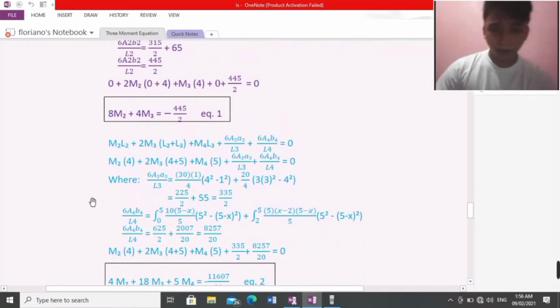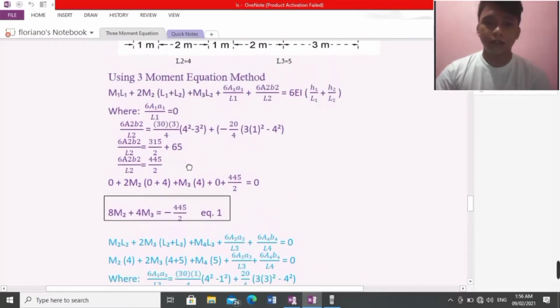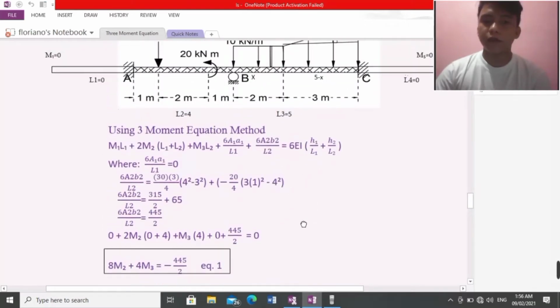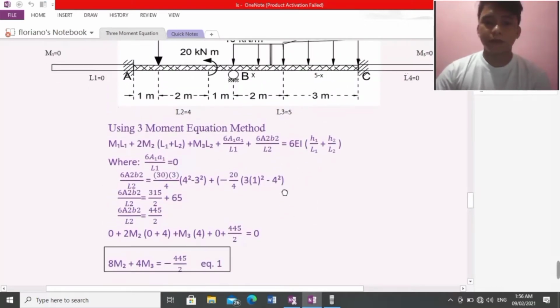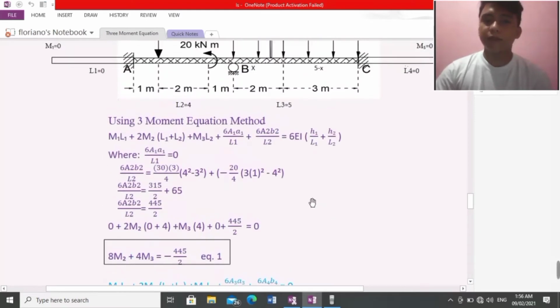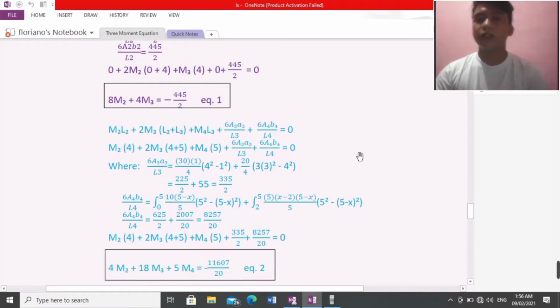So, i-substitute natin yung mga value ng L. So, M2 times L2 is 4. So, L2 is 4. Ito yun. So, plus 2M3 times L2 is 4 plus L3 is 5. So, 4 plus 5. Plus M4 times L3 is 5. So, ito yung 5. Plus 6A3 times A3 all over L3 plus 6A4 times B4 all over L4 is equals to 0. So, yun, na-substitute na natin yung L.